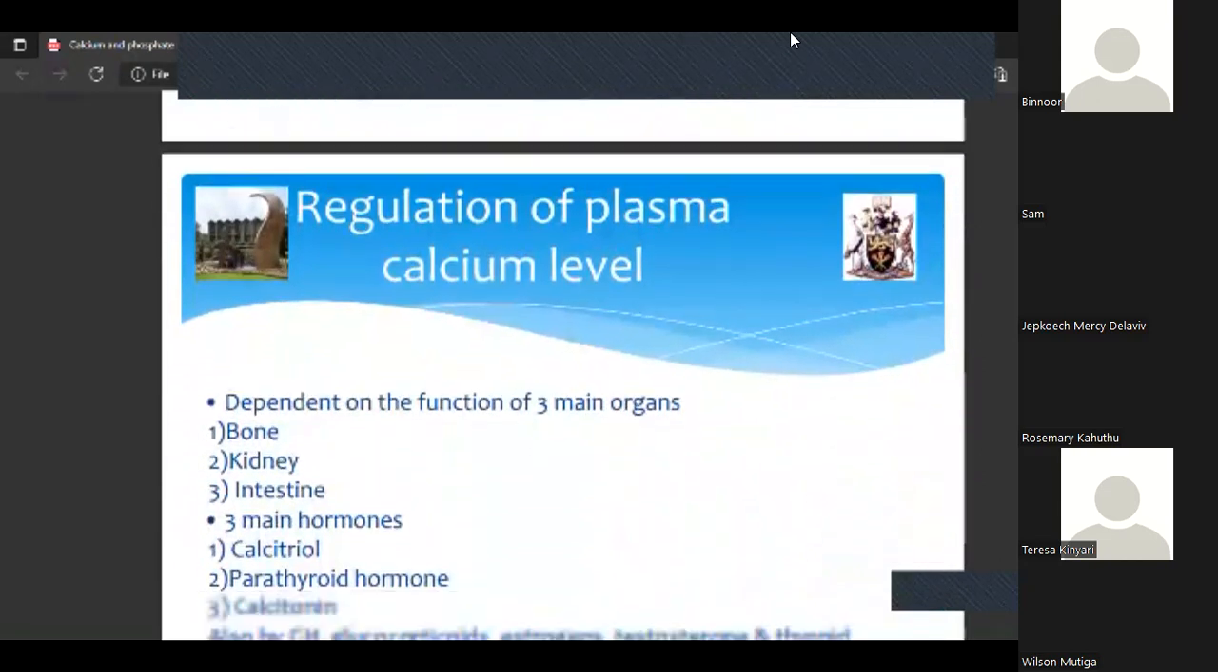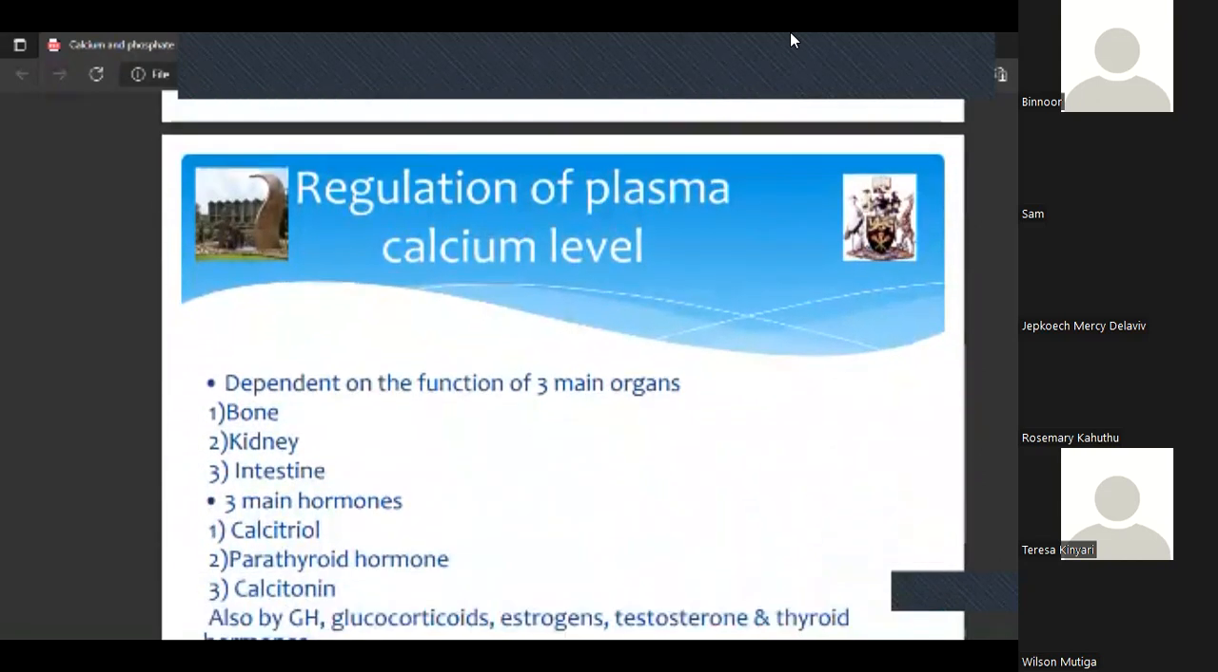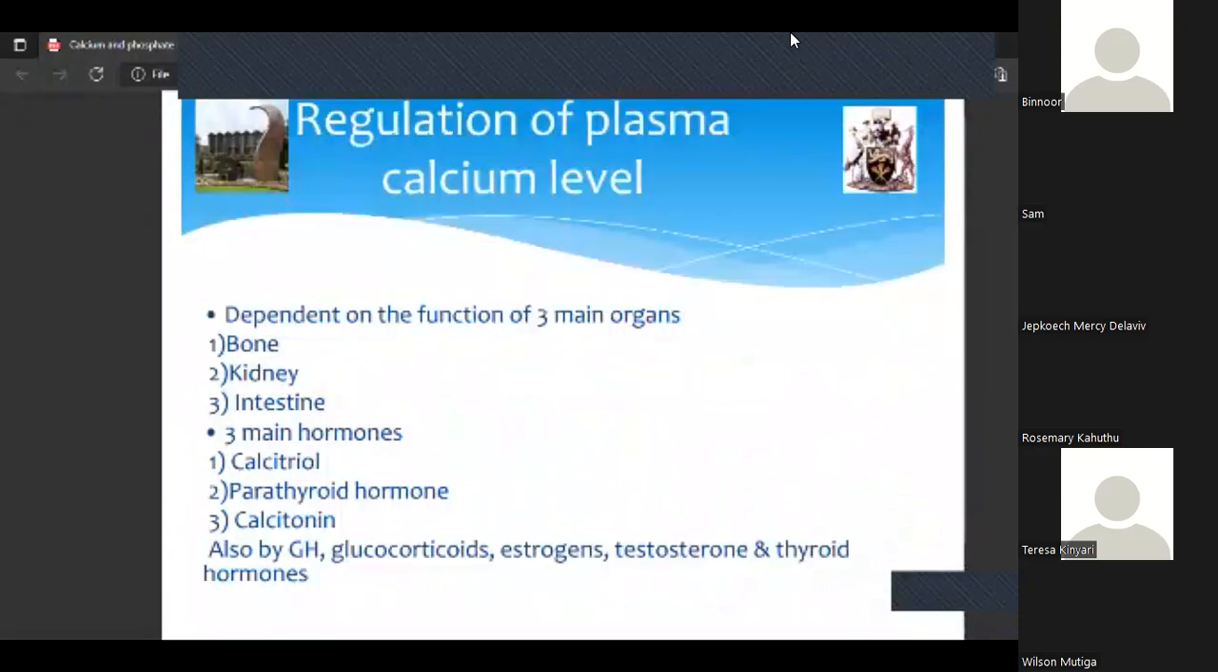How do you regulate the plasma calcium levels? Usually we have three main organs: the bone, the kidney, and the intestines, and we have three main hormones: calcitriol, parathyroid hormone, and calcitonin. But we also have other hormones that play a role in regulating calcium, and these include growth hormone, glucocorticoids, estrogens, testosterone, and thyroid hormones.